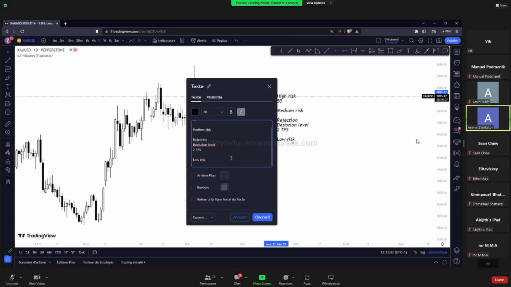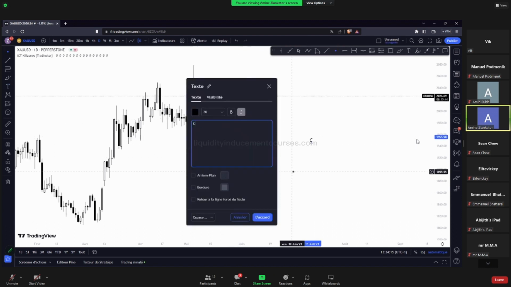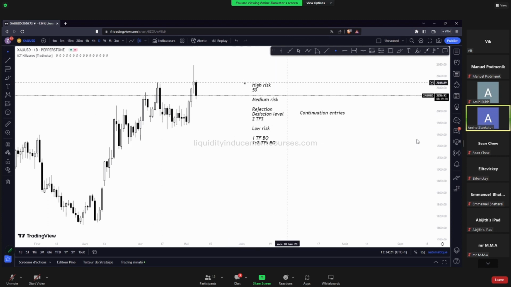Low risk, we have. And we separately have the continuation entries. The continuation entries sometimes are high risk, sometimes medium risk, sometimes low risk. So gotta be on the side. All right. So here we have 1, 3, 5, 6, 7.